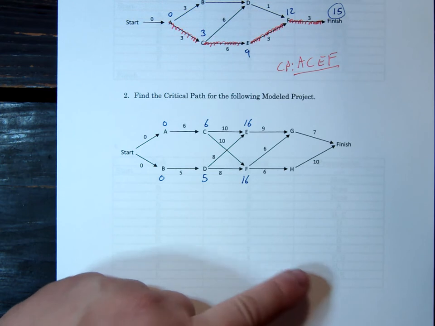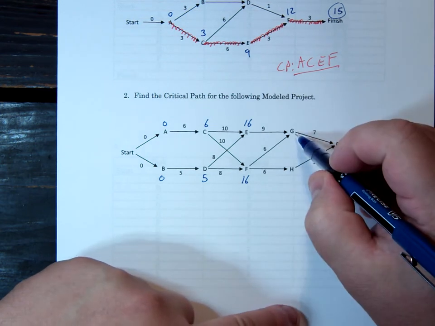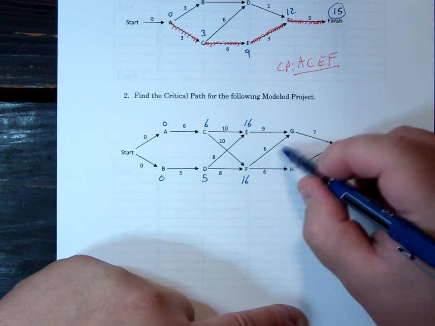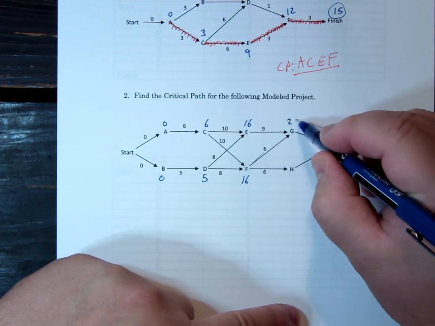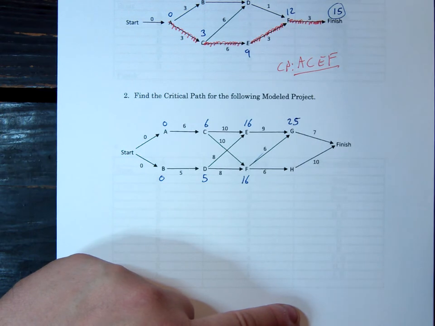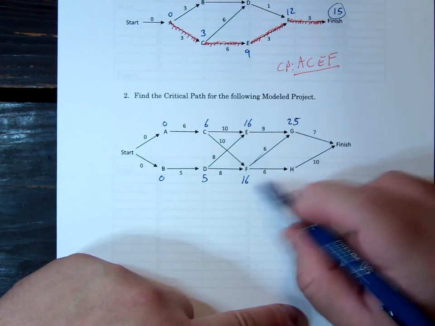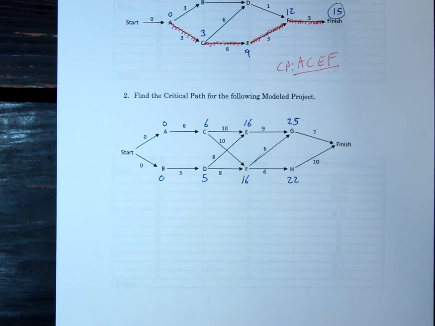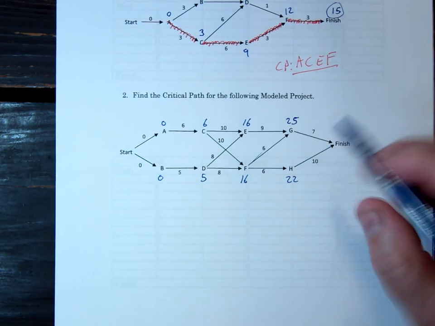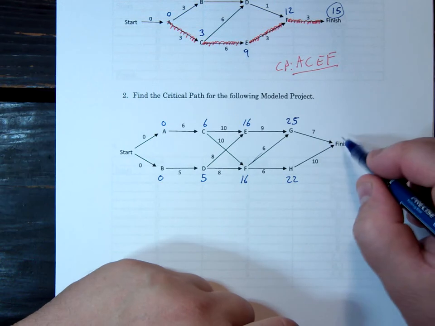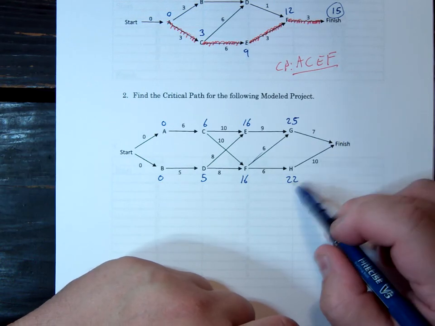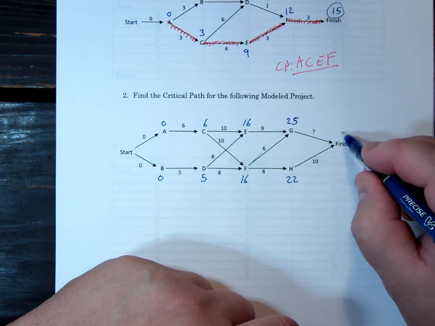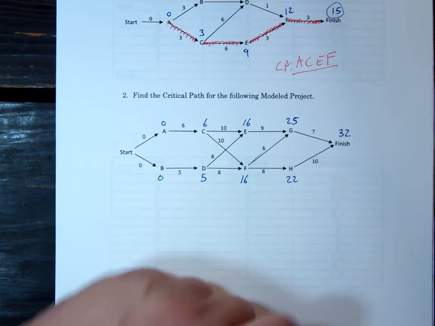G has 2 prerequisites, 16 and 9 is 25, or 16 and 6 is 22, so 25 days before you can start G. And H only has the 1, 16 and 6 is 22. And then finally, the finish: 25 and 7 is 32, and 22 and 10 is also 32. So either way, since it's a tie, it's going to take 32.